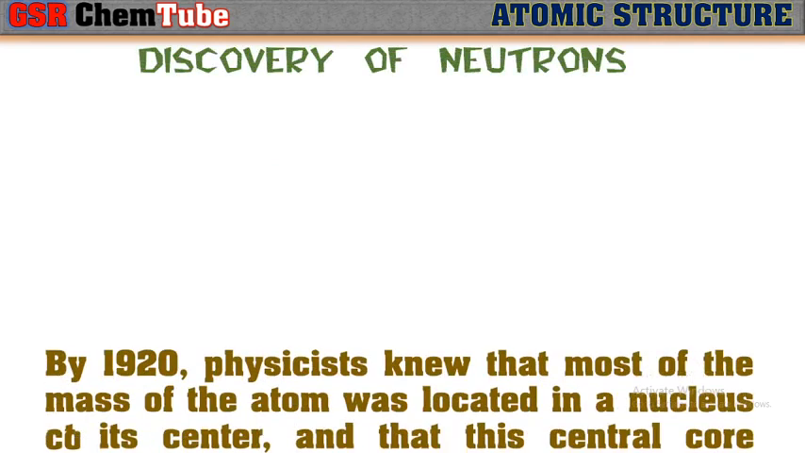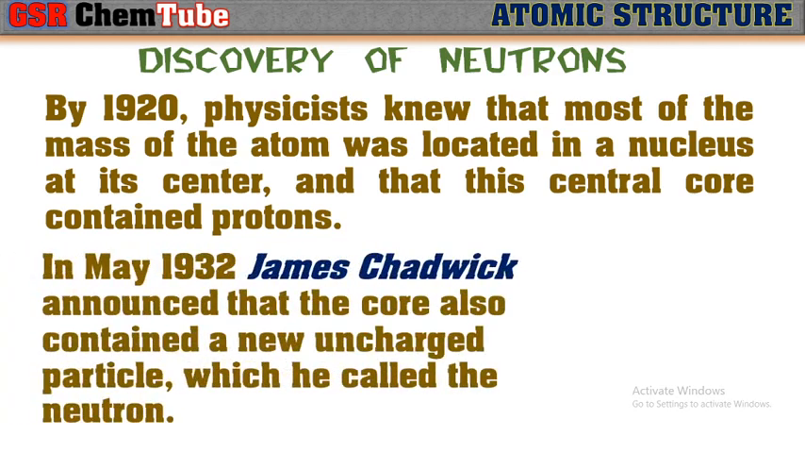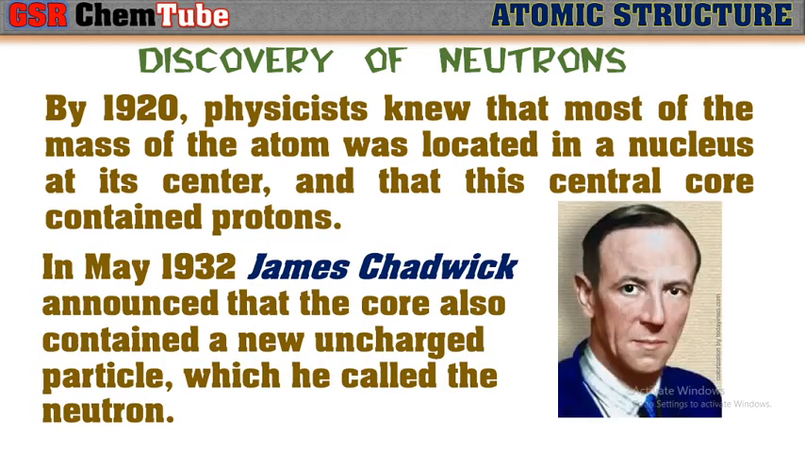Discovery of neutrons. By 1920, physicists knew that most of the mass of the atom was located in a nucleus at its center, and that this central core contained protons. In May 1932, James Chadwick announced that the core also contained a new uncharged particle which he called the neutron.